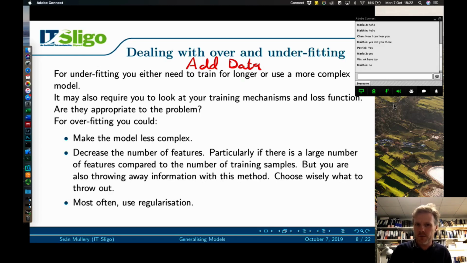Now, the final thing that we would generally do if we're dealing with overfitting, I see that I've put the two of them on the one slide here, which we're going to spend a bit more time on tonight, is to use something called regularization. I'll be explaining more about what that is as we go through the slides tonight.